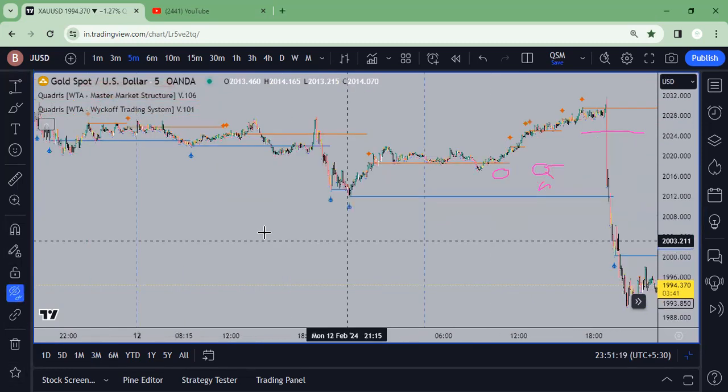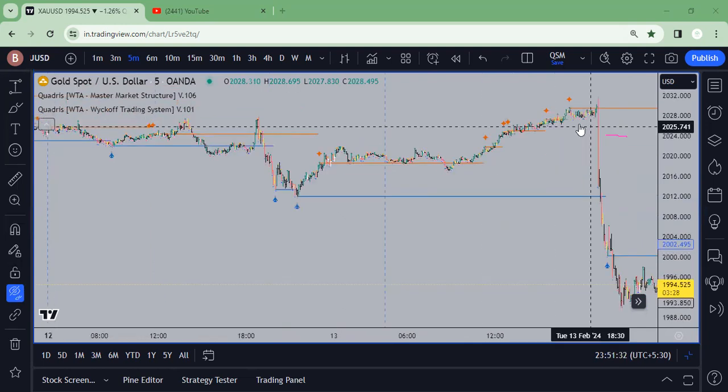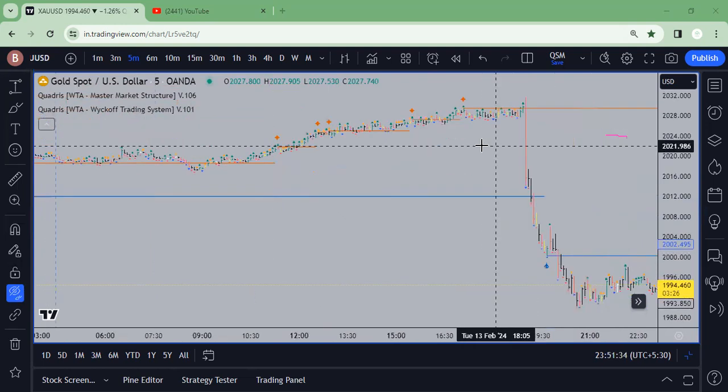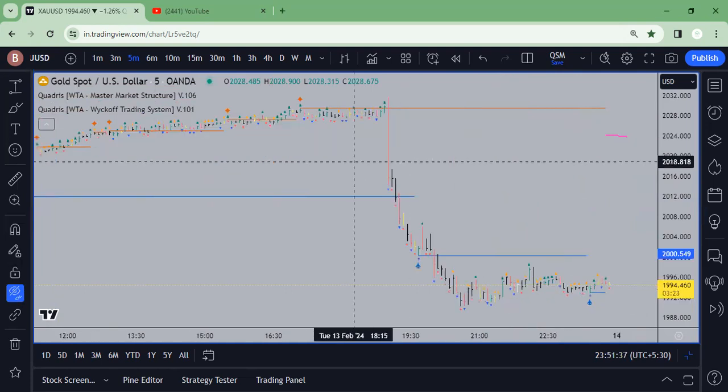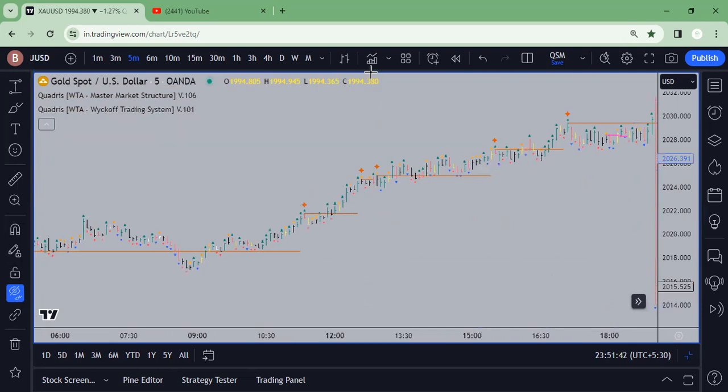So let me hide the drawings so that you will be in a better position to see the entire chart. As we approach over here, you can see we had built two levels: support and resistance. This was the resistance, later converted into support. The resistance later got converted into support.